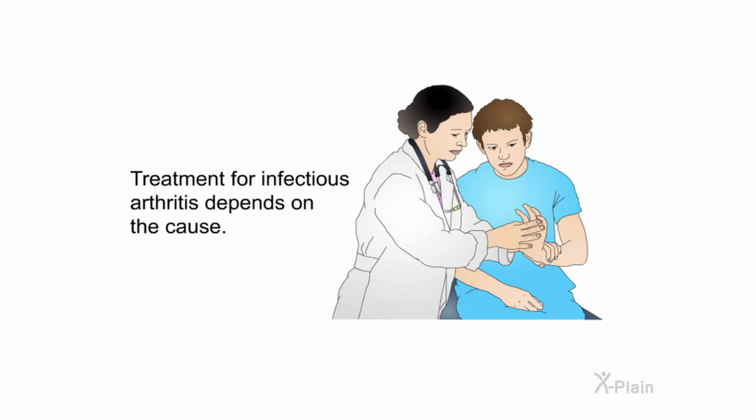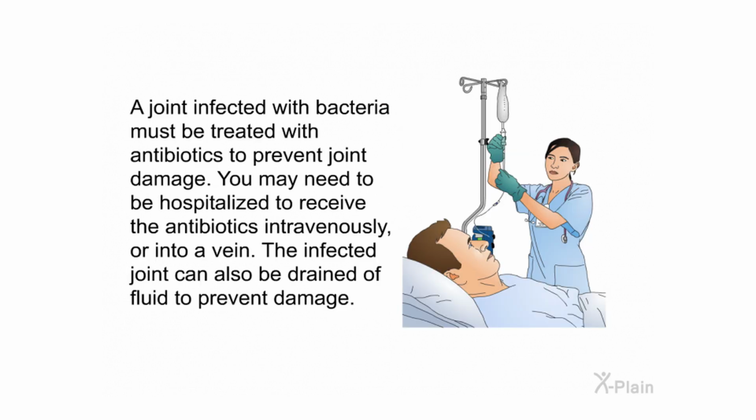Treatment. Treatment for infectious arthritis depends on the cause. A joint infected with bacteria must be treated with antibiotics to prevent joint damage. You may need to be hospitalized to receive the antibiotics intravenously or into a vein. The infected joint can also be drained of fluid to prevent damage.